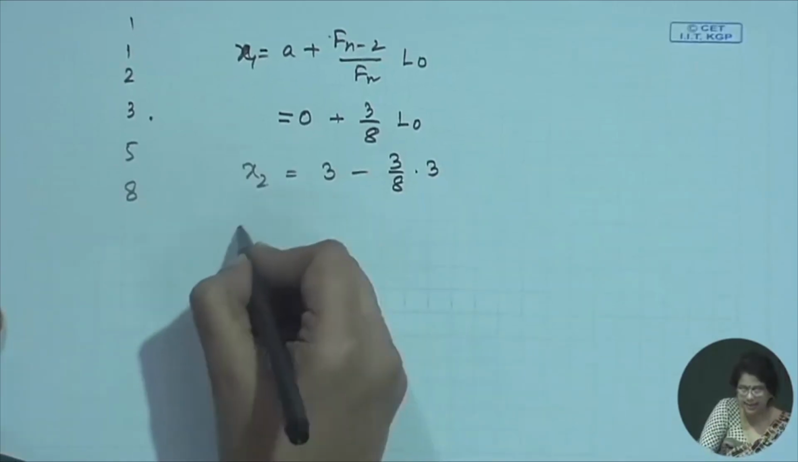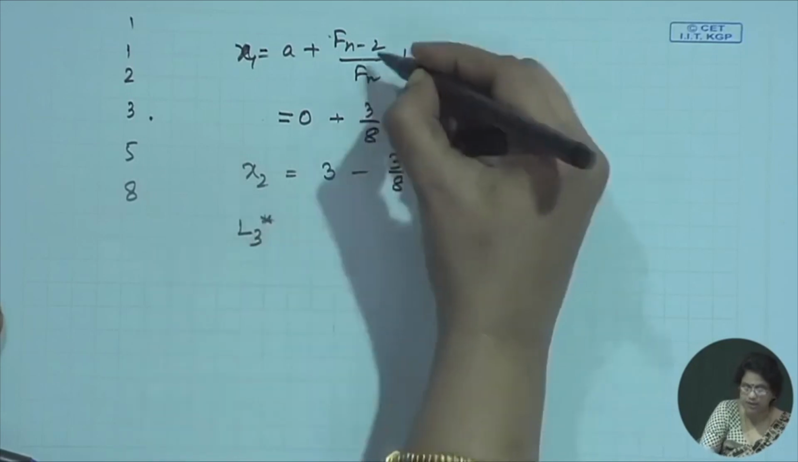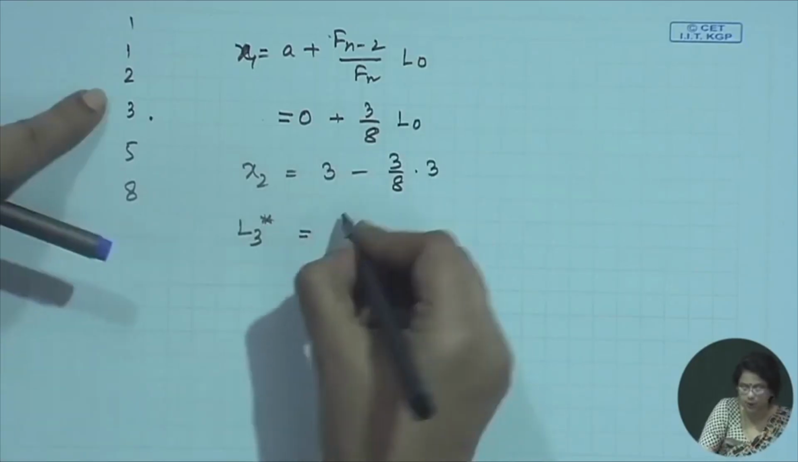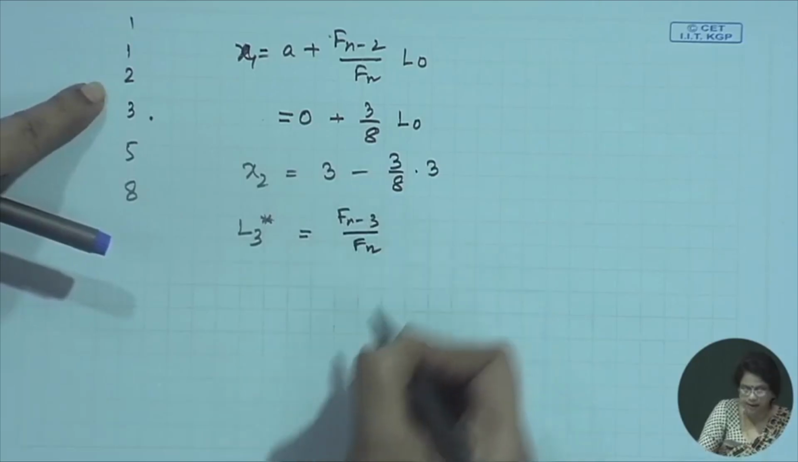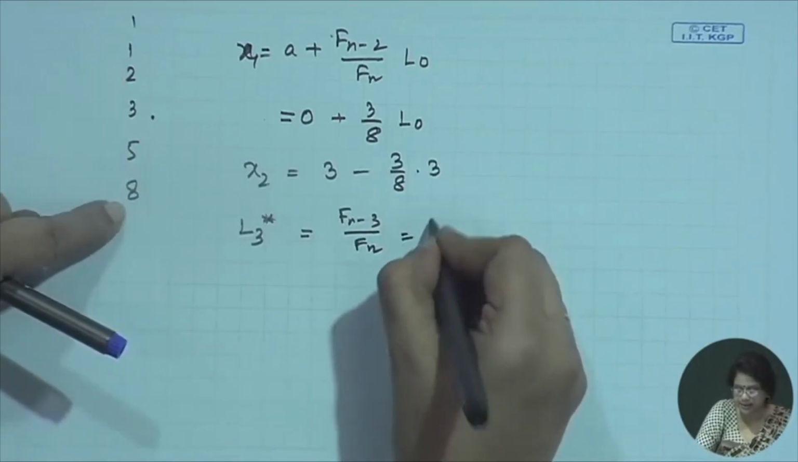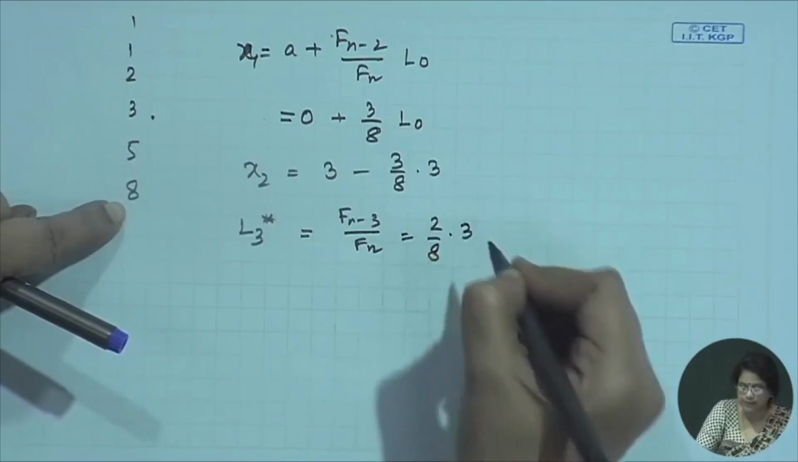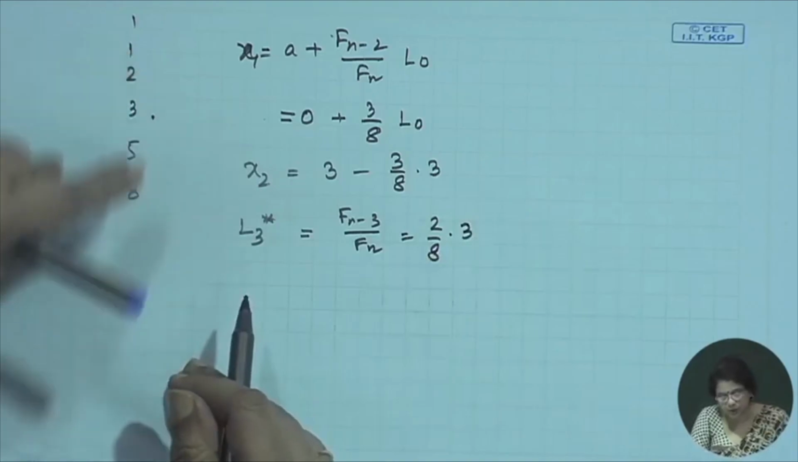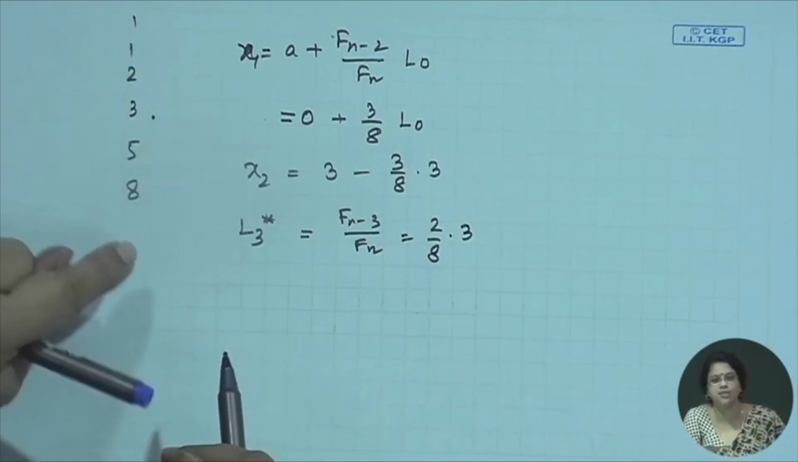In the next case, I have to consider L2 star, which is fn minus 2 by fn. L3 star would be equal to fn minus 3 by fn, that is 2 by 8 into 3. Alright. The next one would be 1 by 8 and again 1 by 8. If I just proceed in this way.